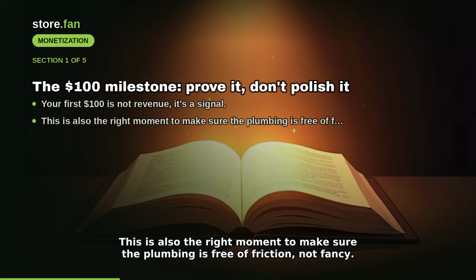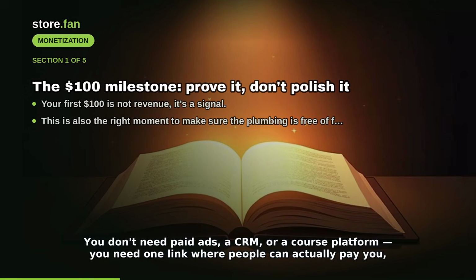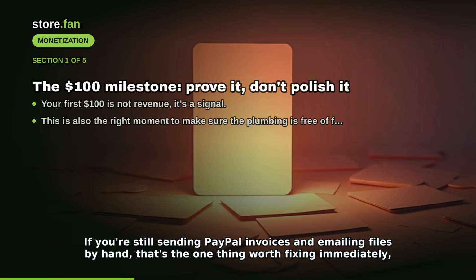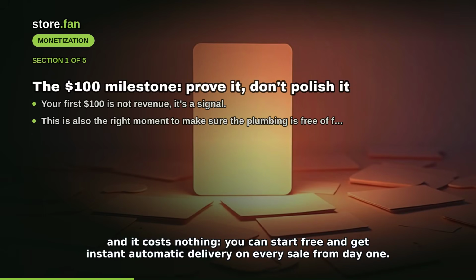This is also the right moment to make sure the plumbing is free of friction, not fancy. You don't need paid ads, a CRM, or a course platform. You need one link where people can actually pay you, with delivery that doesn't depend on you being awake. If you're still sending PayPal invoices and emailing files by hand, that's the one thing worth fixing immediately, and it costs nothing. You can start free and get instant automatic delivery on every sale from day one.